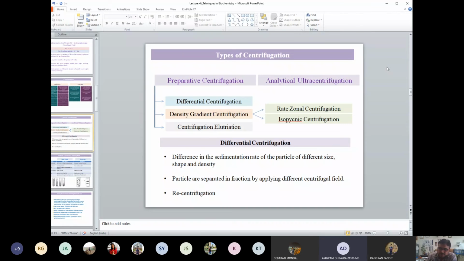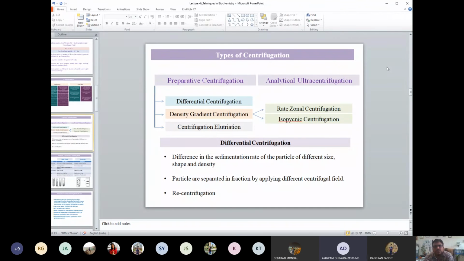Actually, if you are, please mute your mic. Even I am getting some sound from your side. Now, is it audible? Yes, sir. Shall I continue? Yes, sir. And can you visualize the slide? Yes, sir.